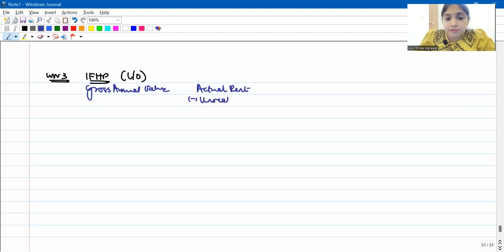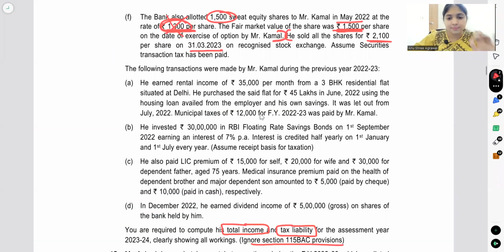minus unrealized rent minus vacancy loss. Now, what will the actual rent be? That's going to be a little tricky over here. The actual rent. He purchased the flat in June. He used the housing loan. It was let out from July. So can I say that for the month of June it was vacant? I have given the property on rent from July. Okay, I own the property from June, but I have given it on rent in July. So I can say in the month of June it is vacant.